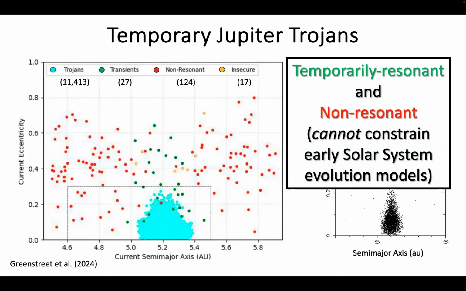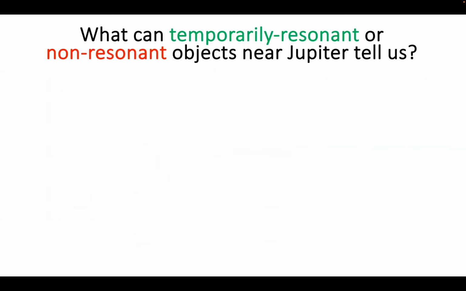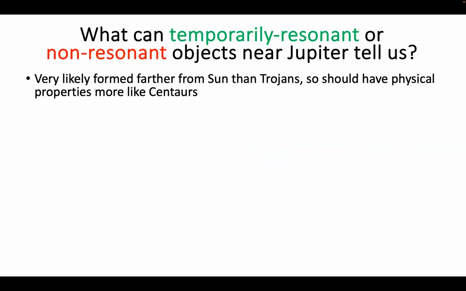However, you'll see some of these actually overlap with where most of the primordial Trojans are. So it's important to be able to distinguish these objects from the primordial population. There are a number of things that we can use in particular for these objects that aren't primordial Trojans that can still tell us information about how the planets formed and have evolved.